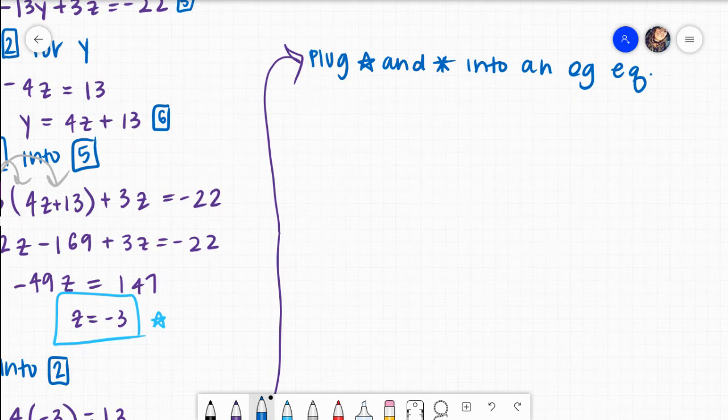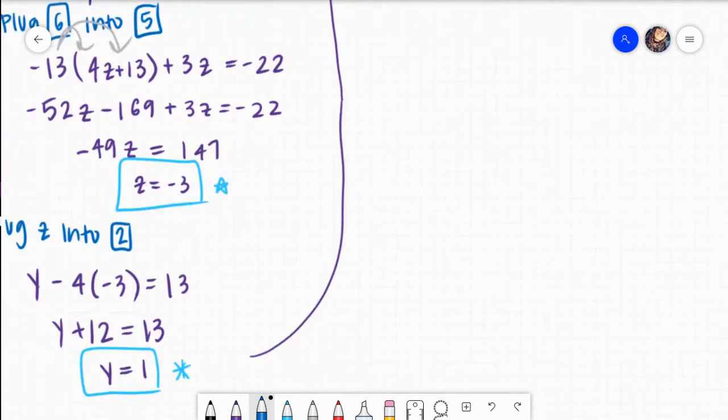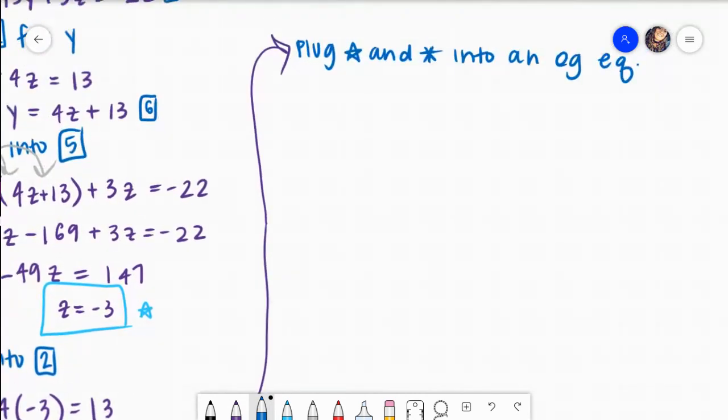Looking at my equations, I know that since my star and my asterisk are z and y, I need to solve for my x, right? So I want to make sure that I at least plug it into an original that has an x. I picked the third equation, because I liked the fact that x doesn't have a coefficient on it, and because I know since I'm plugging in a z, equation 1 doesn't have a z. So that's kind of my train of thought there, okay?